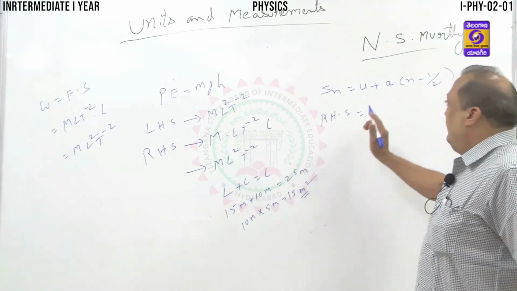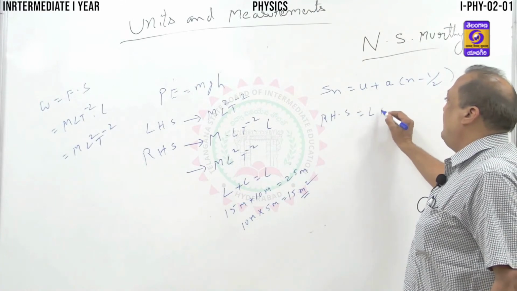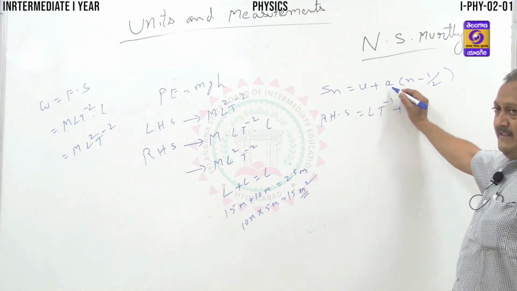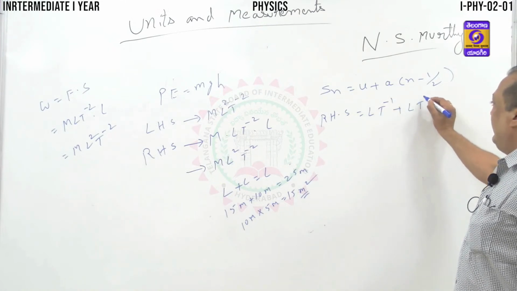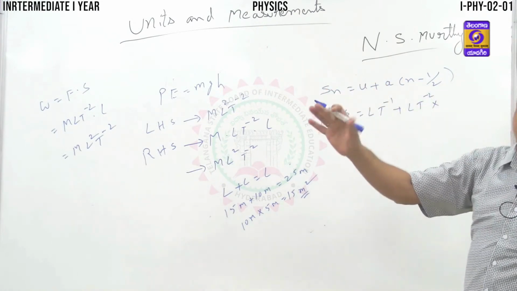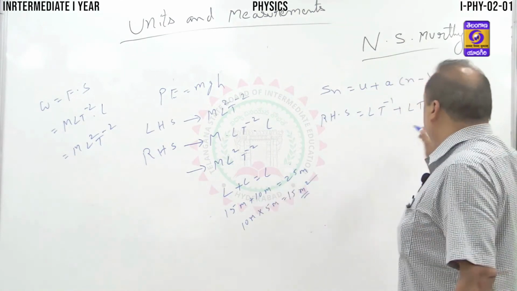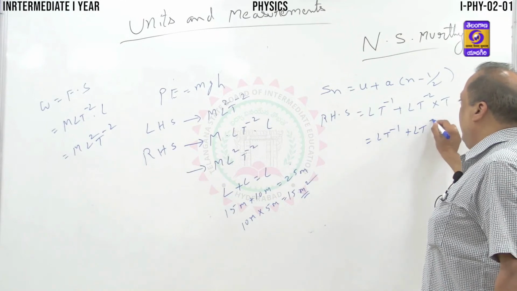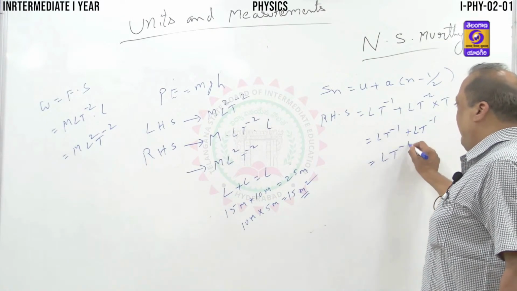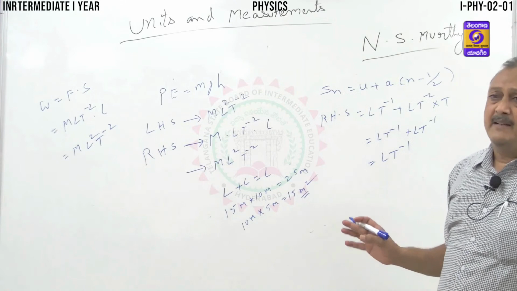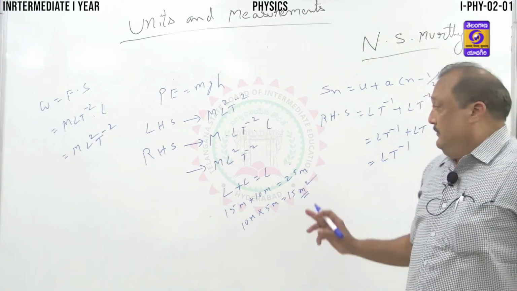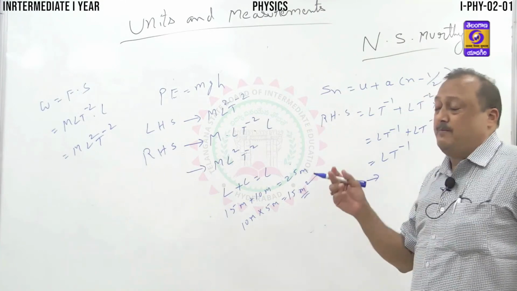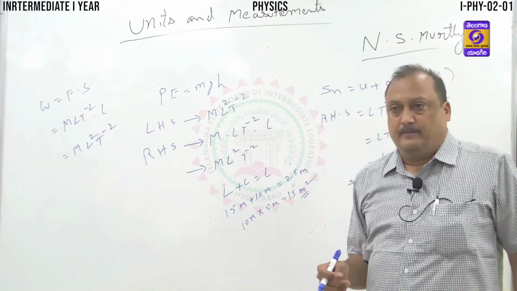So in this case, the initial velocity dimension formula is LT^-1, plus acceleration with formula LT^-2 times time, which is T. That gives LT^-1 plus LT^-1, that is LT^-1. The right hand side dimension formula is LT^-1. Now Sn is the displacement in the nth second.